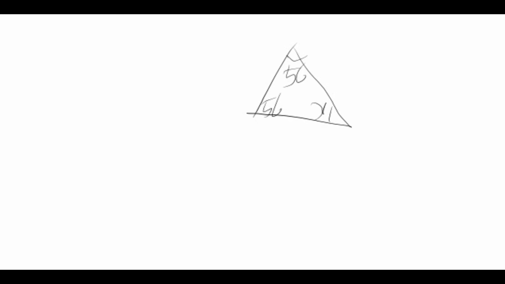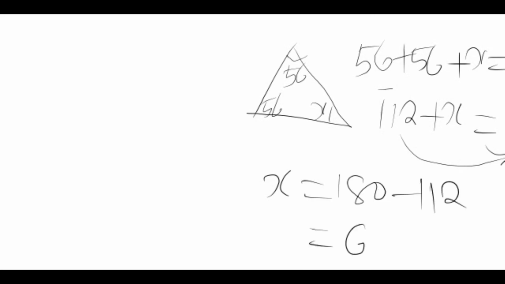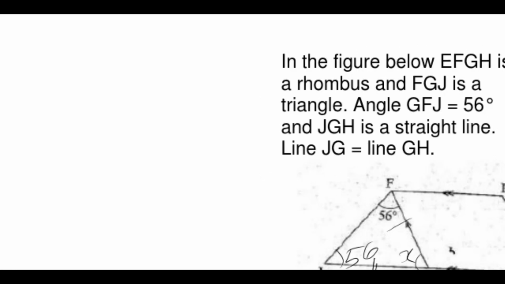We know that angles of a triangle add up to 180 degrees. So we have 56 plus 56 plus X should give us 180. So this is 112 plus X equals 180. Then we take 112 across the equal sign. So X is equal to 180 minus 112. This gives us 68 degrees. So this is 68 degrees.